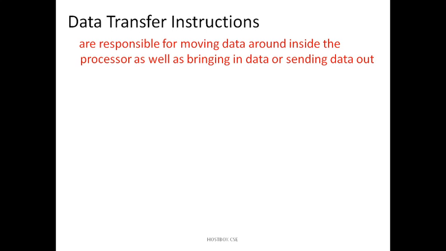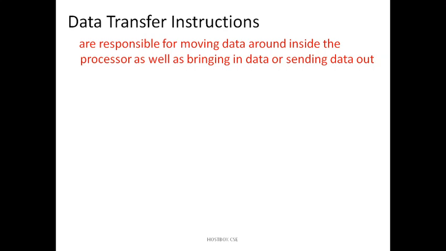Here, data transfer instructions, I will highlight the point again. These are responsible for moving data around inside the processor as well as bringing data in or sending data out. So data transfer means moving the data from one place to another. You already know what an instruction is, and there are two important things in computer architecture and organization, that is opcode and operand.